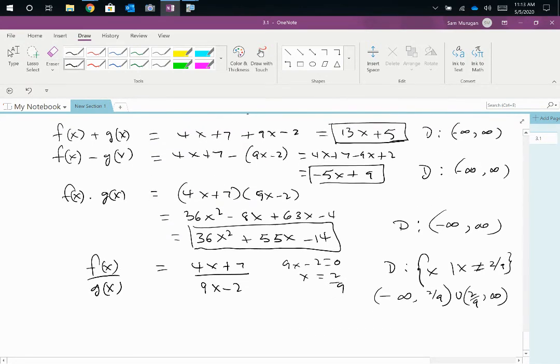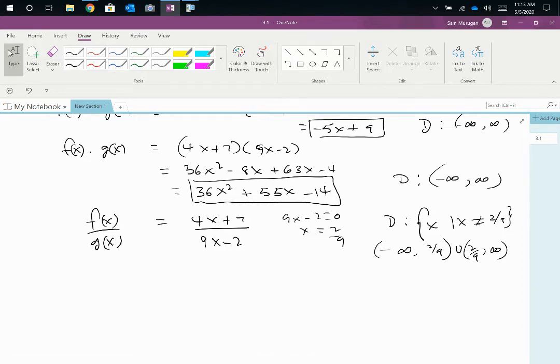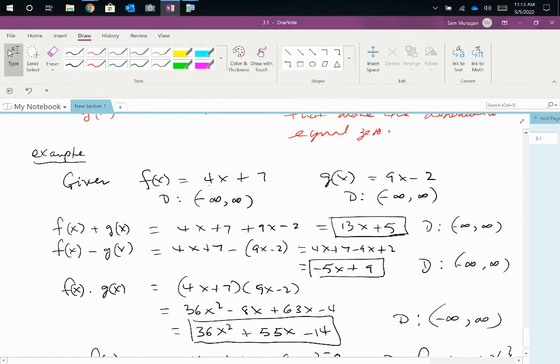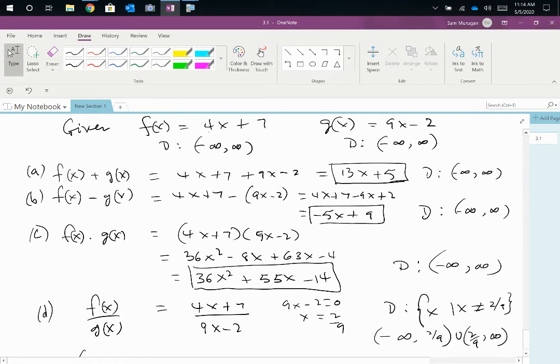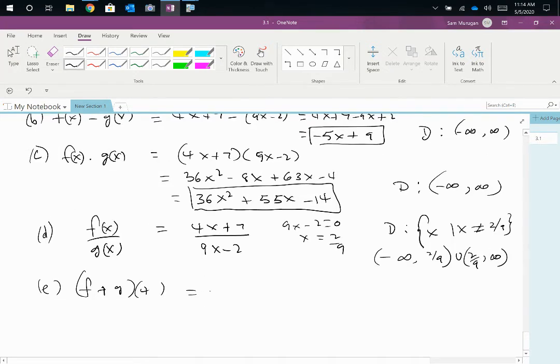The questions may also ask you to substitute numbers. For example, it could ask you to find, let's number these parts, A, B, C, D. Part E might say f plus g substituted with 4. So you would take the f plus g function, which is 13x plus 5, substitute 4 in there, and get 57.